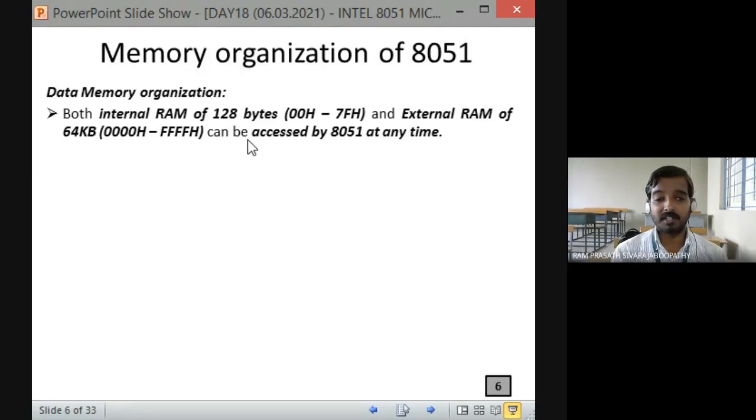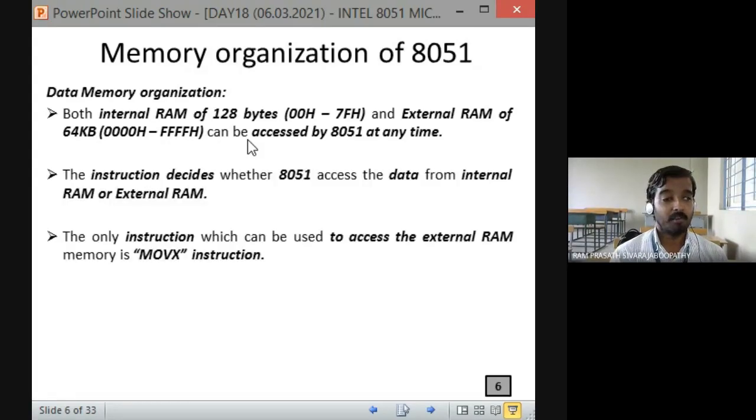Which one is going to decide whether we access the internal RAM or external RAM? Do we have any hardware pins to choose the internal RAM or external RAM? Definitely no. For ROM only we have the EA bar pin. Regarding RAM, if the instruction we write contains MOVX, that means external data transfer between the RAM and the CPU, correct?